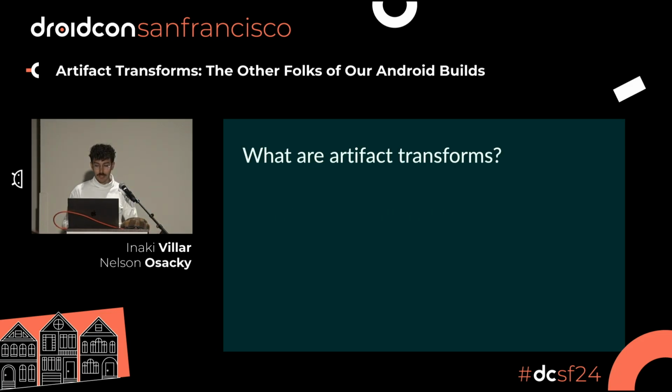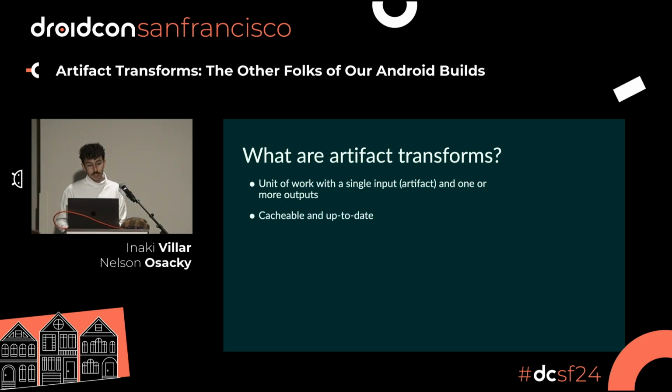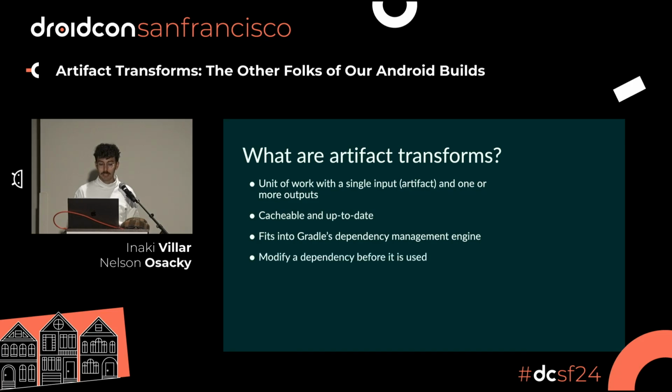And now it's where it gets complicated. So transforms are a unit of work in Gradle, just like tasks are a unit of work, except artifact transforms only have a single input, which is the dependency artifact, but they can have one or more outputs. Just like tasks, they can be cacheable and they can be up to date. They fit into Gradle's dependency management engine, and they modify a dependency before it is used or consumed by a task. And what does a transform do? It modifies the dependency attributes. We're going to get into that in a little bit.